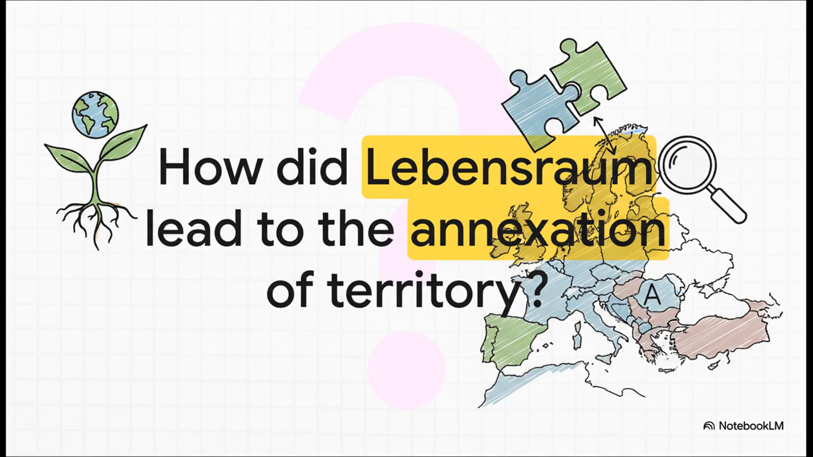And this is what a great test question looks like. It literally combines all 3 columns for you. It asks how a concept, Lebensraum, fulfilled a foreign policy objective, that's one of our testing words, and led to a specific action, the annexation of territory, giving a specific example, the Anschluss. Your job is just to connect those dots.